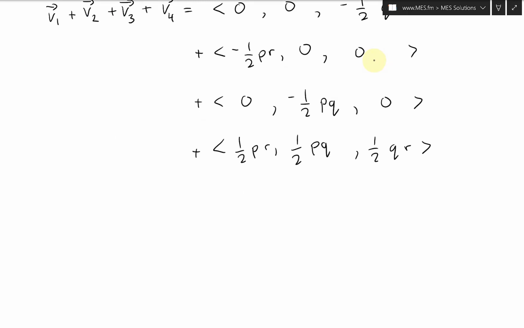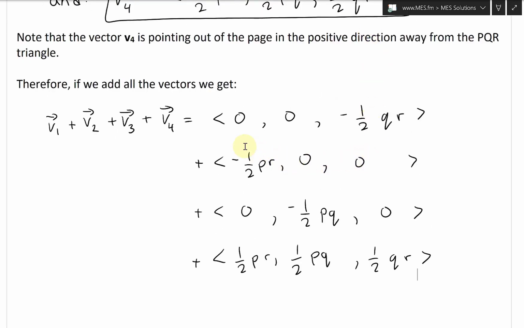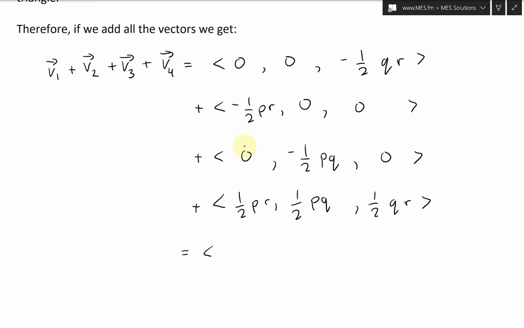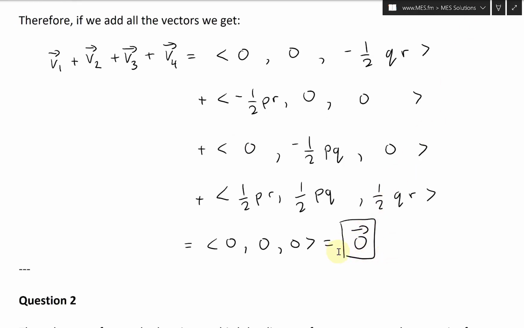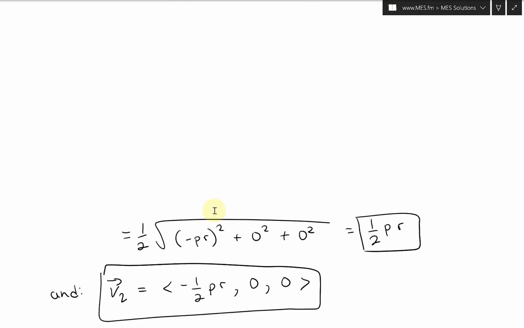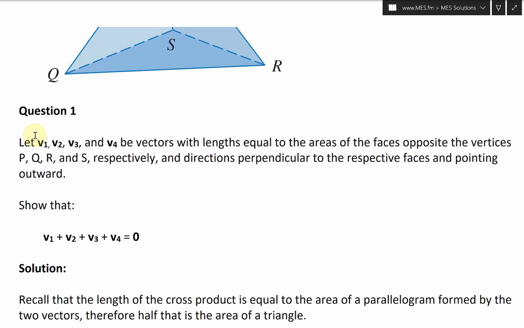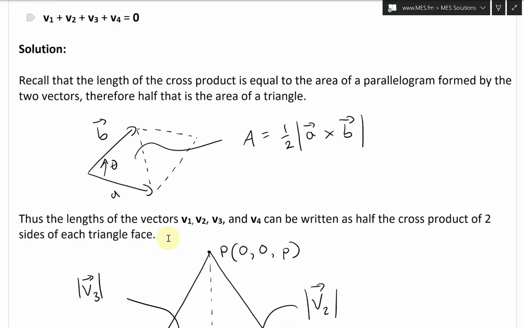So notice what happens here. All these cancel out. This cancels with this, this cancels with this, and this cancels with this. So these all just cancel. In other words, we're just going to be left with 0, 0, 0, the zero vector. Epic stuff. And if we scroll back up, that's exactly what we were asked to solve, right over here. So question 1: we were given these vectors with these conditions, and we showed that the summation of all the vectors equals the zero vector.